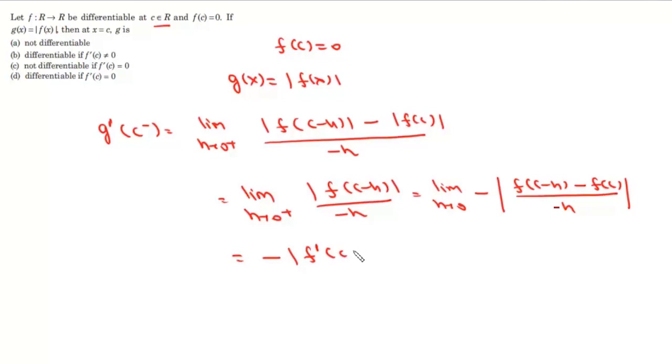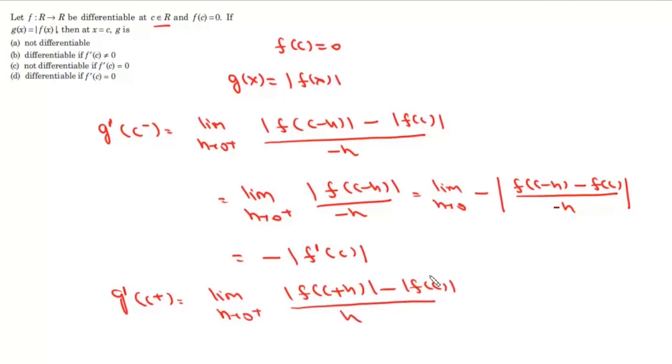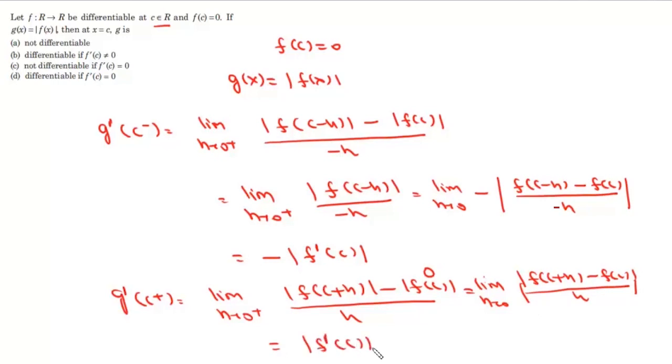f dash c. And the same way, if we write g dash c positive, it will be this limit h tends to 0 positive mod of f c plus h minus mod of fc upon plus h. Now this is 0, we can write this as limit h tends to 0 mod of f c plus h minus fc upon h, which is mod of f dash c.